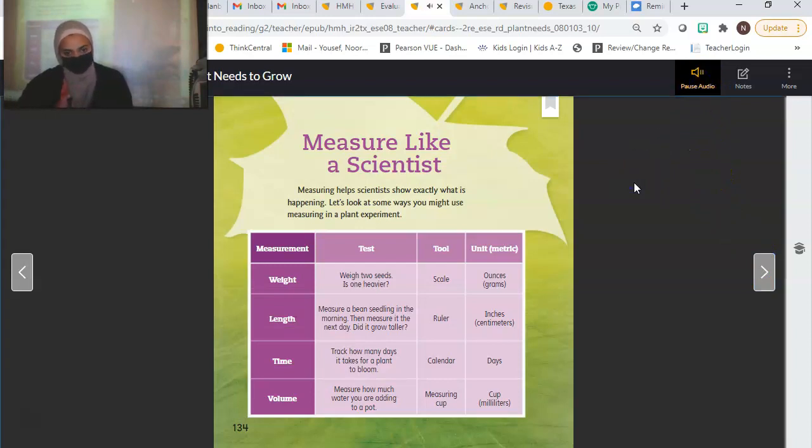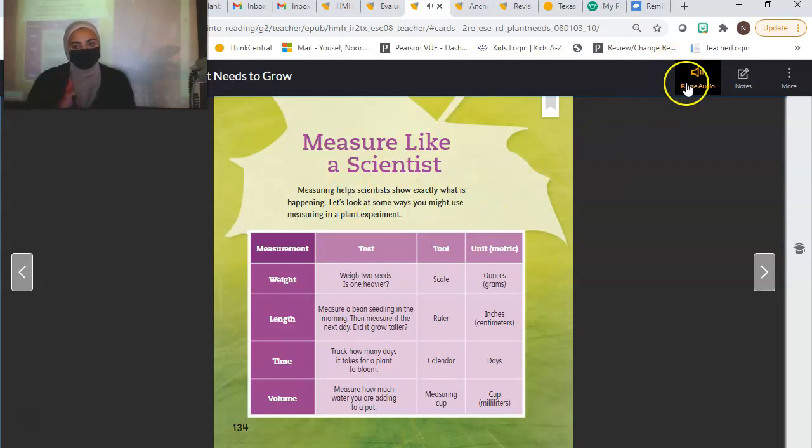Measure like a scientist. Measuring helps scientists show exactly what is happening. Let's look at some ways you might use measuring in a plant experiment. Measurement: weight. Test: weigh 2 seeds. Is one heavier? Tool: scale. Unit: metric, ounces, grams.